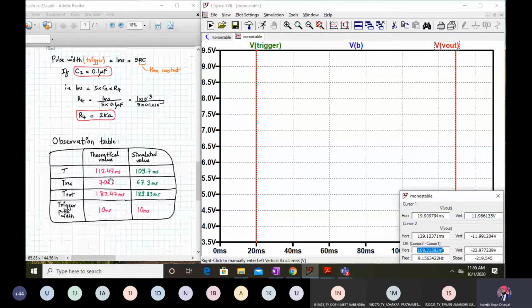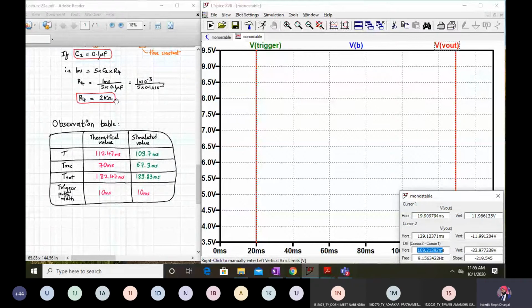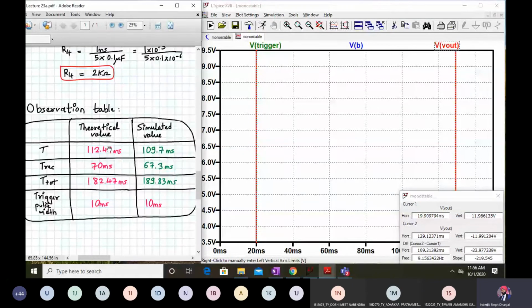Let me come up with the observation table. So over here my pulse width is 112. It should come as 112, but it's coming 109.2 something.